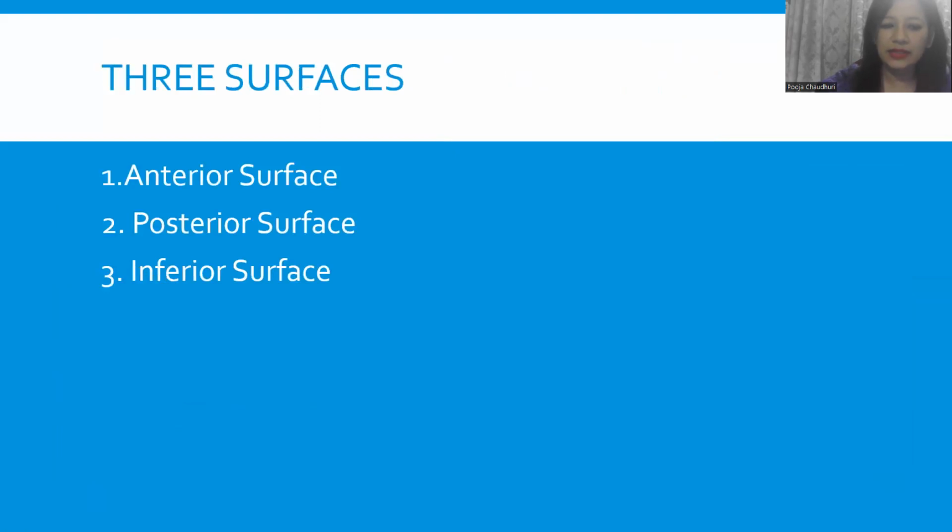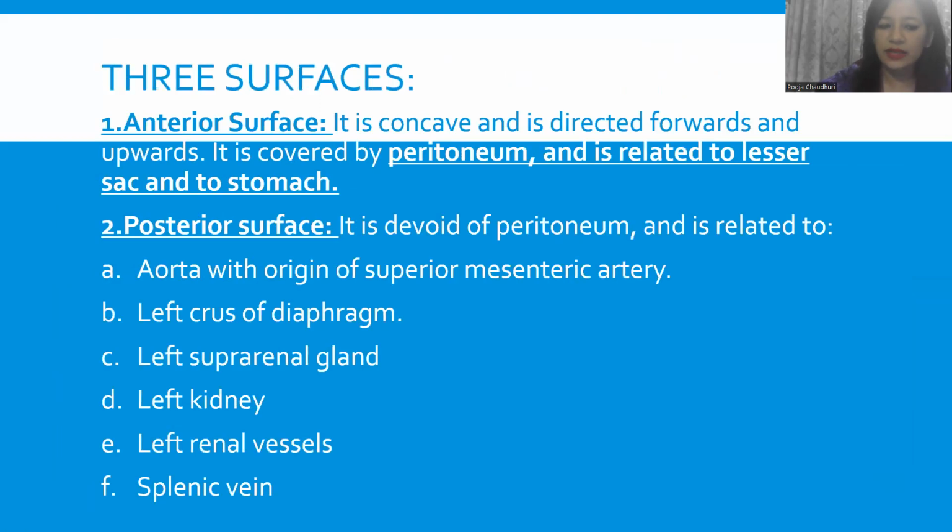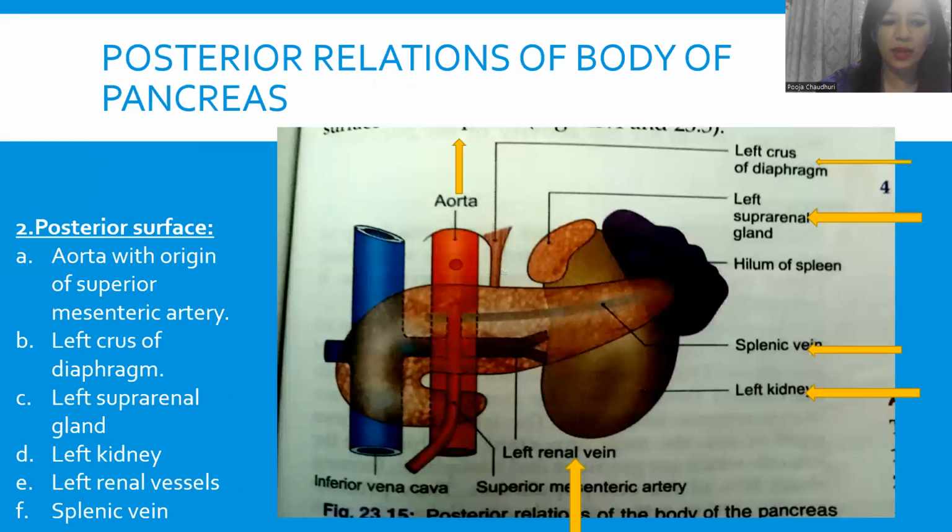And there are three surfaces: anterior surface, posterior surface, and inferior surface. The anterior surface is concave and directed upwards, and it is covered with peritoneum. It is related to the lesser sac and the stomach. The posterior surface is related to the aorta, the left crus of the diaphragm, the left suprarenal gland, the left kidney, the renal vessels, and the splenic vein.